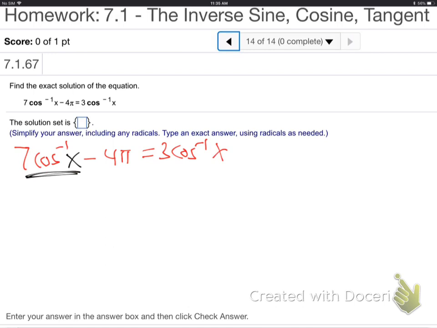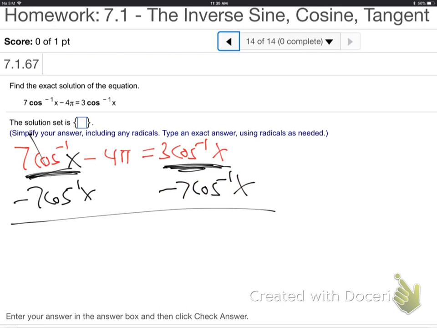Do you notice that these are big old fancy like terms? They're the same thing. There's 7 of these things, and there's 3 of these things. You can do it either way. Maybe I'll just subtract this one from both sides. But it's big old like terms, isn't it? So these are gone. Minus 4 pi. 3 cosine inverses of x take away 7 cosine inverse of x is minus 4 cosine inverses of x. Good so far? Just combine like terms?